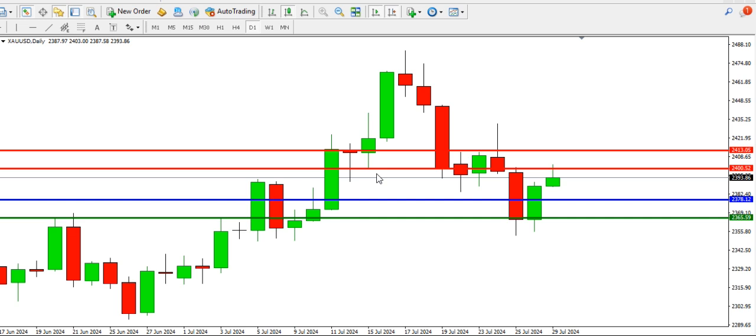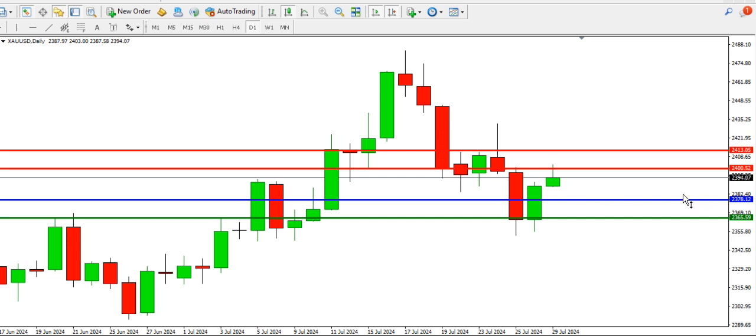Today we'll be looking at how we can trade gold on the lower time frames. But before we look at the lower time frames, we are just going to take a look at what has happened on the higher ones, starting with the daily time frame with pivot analysis.